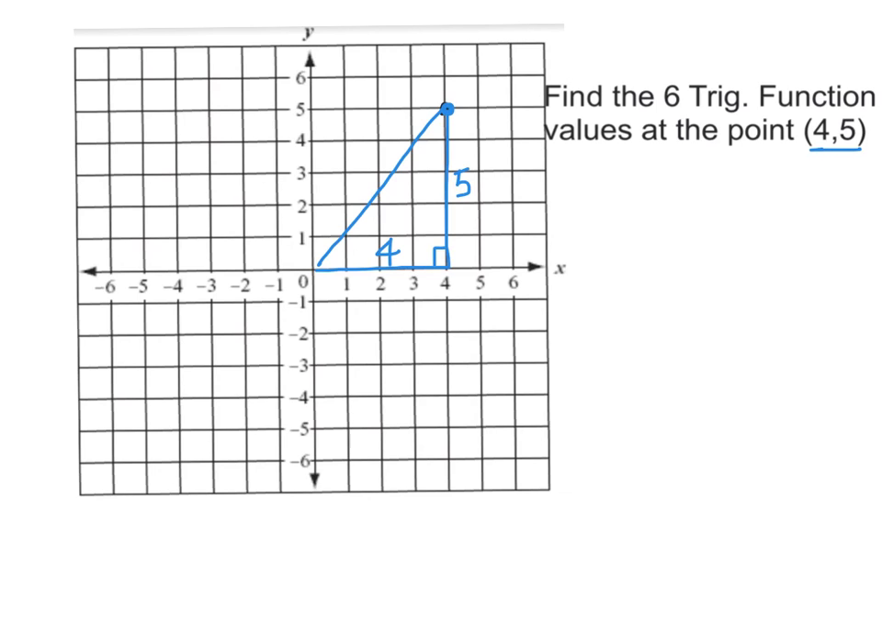Now by Pythagoras, let's work out c. C squared equals 4 squared plus 5 squared. So 16 plus 25 equals 41. So c equals root 41.